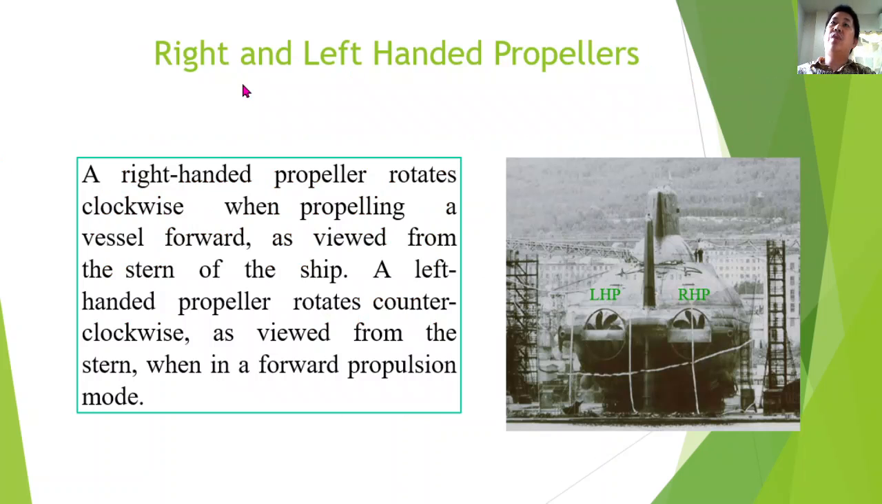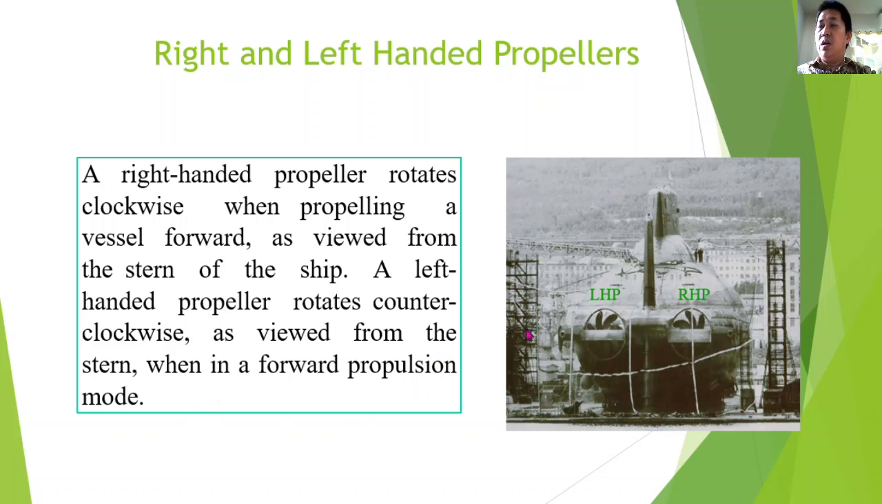So we have here also right-handed and left-handed propellers. These are installed in submarines, also in tugboats, as well as small ships. A right-handed propeller rotates clockwise when propelling a vessel forward, as viewed from the astern of the ship. A left-handed propeller rotates counterclockwise as viewed from the stern, when in forward propulsion.